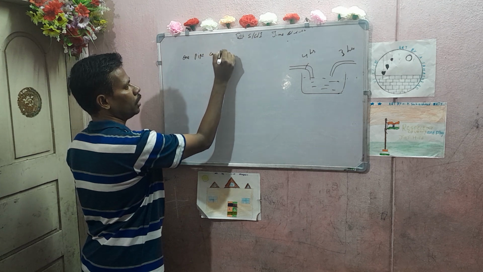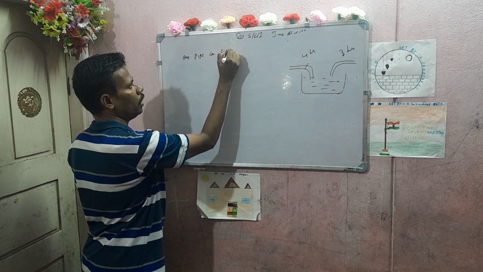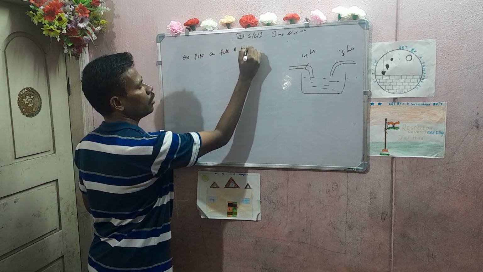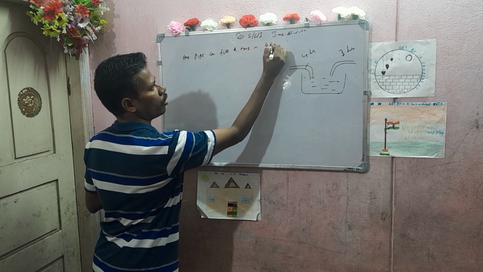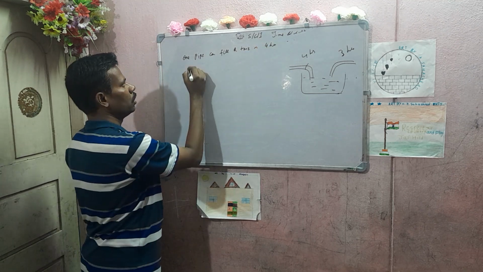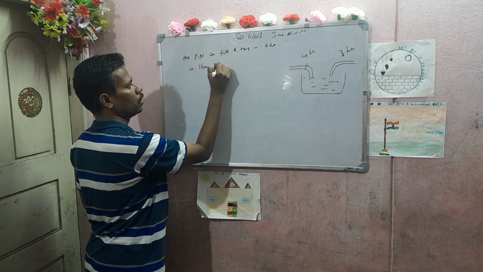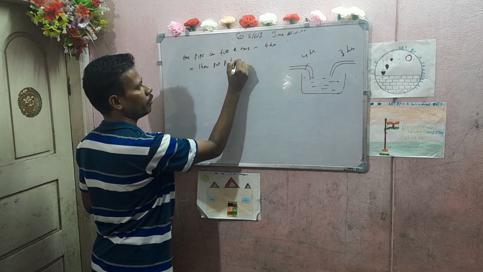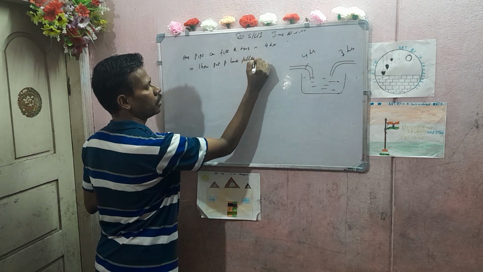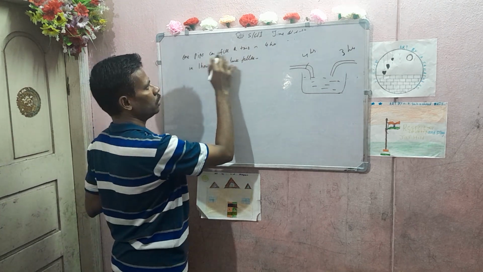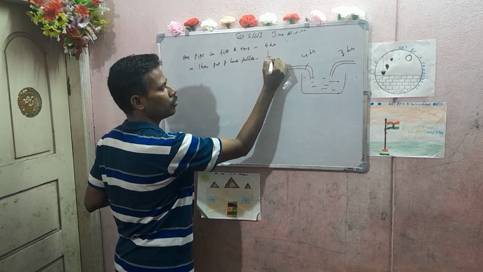One pipe can fill a tank in 4 hours. In 1 hour, the part of the tank filled is, always in 1 hour, this is for 4 hours, so for 1 hour it means 1 by 4th part.